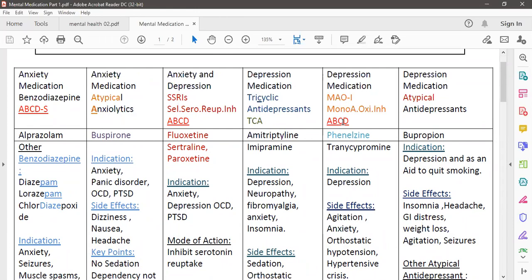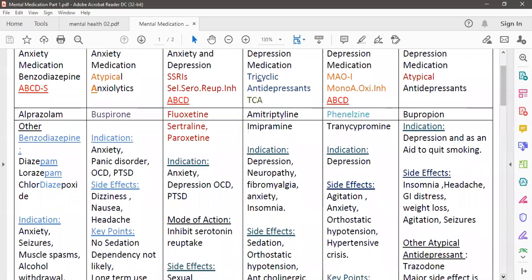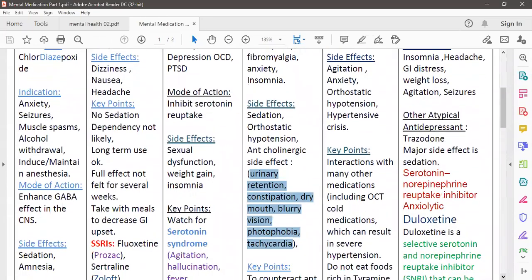So as I told you, A stands for altered vital signs, meaning decreased heart rate, blood pressure, and pulse rate. B stands for blurred vision, C stands for constipation and confusion, and D stands for dry mouth. These are the common side effects for MAO inhibitors, SSRIs, and benzodiazepines. The most common monoamine oxidase inhibitor is phenelzine, which we use for depression.